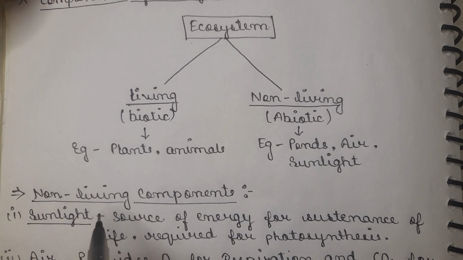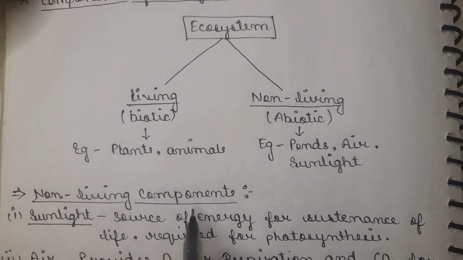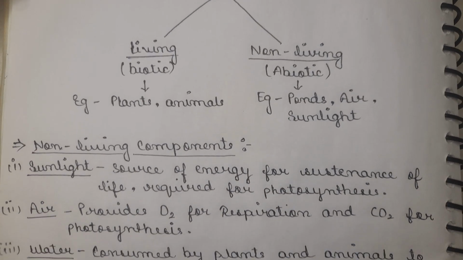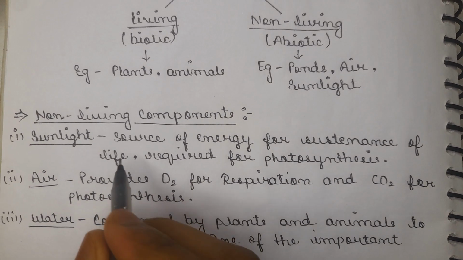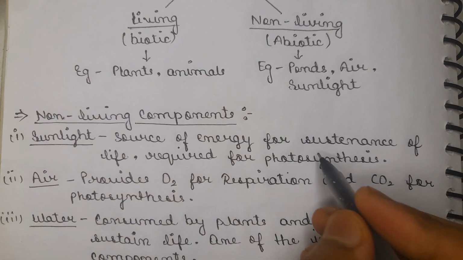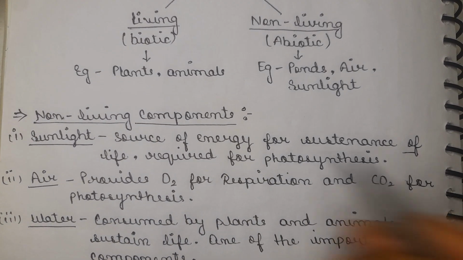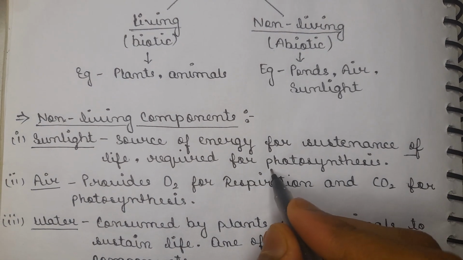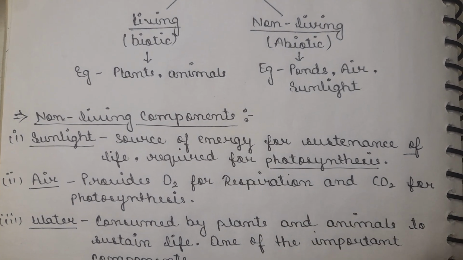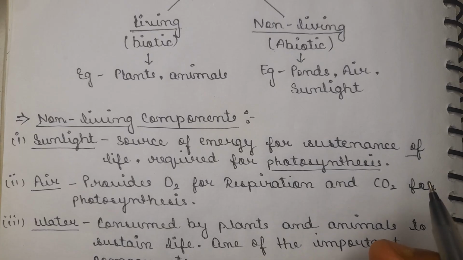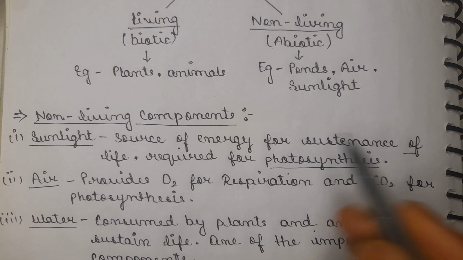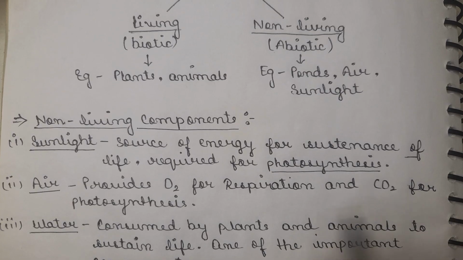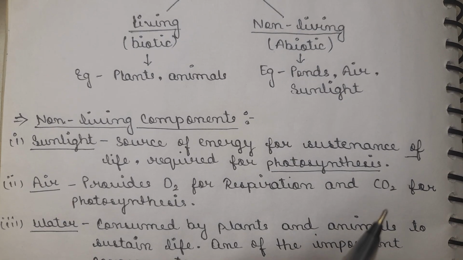Now here are some examples or terms related to the non-living components, starting with the first term, sunlight. Sunlight is basically the source of energy for the sustenance of life, and it is also required for the production of food through the process of photosynthesis by the plants. So sunlight is very important for humans as well as for plants. If sunlight is not there, then plants will not be able to make food and we humans will not be able to get food from the plants.